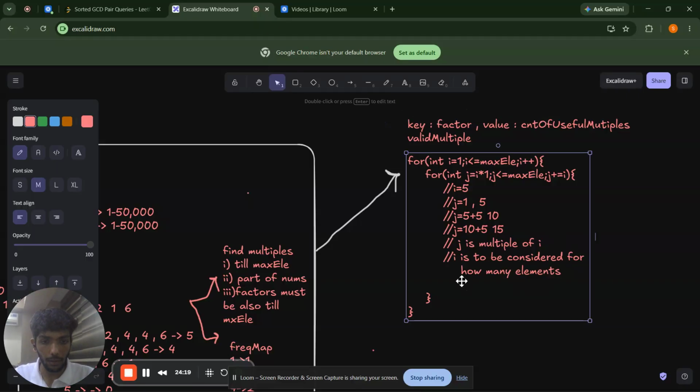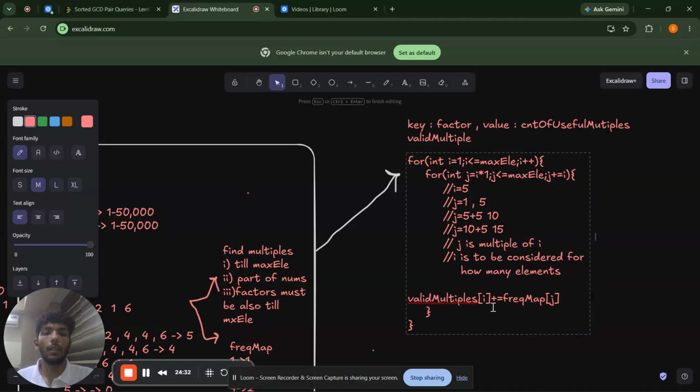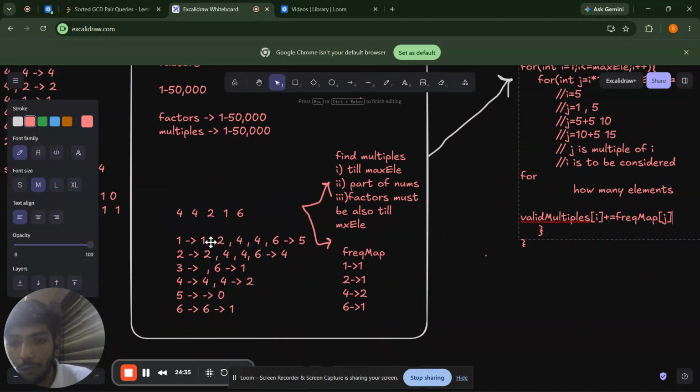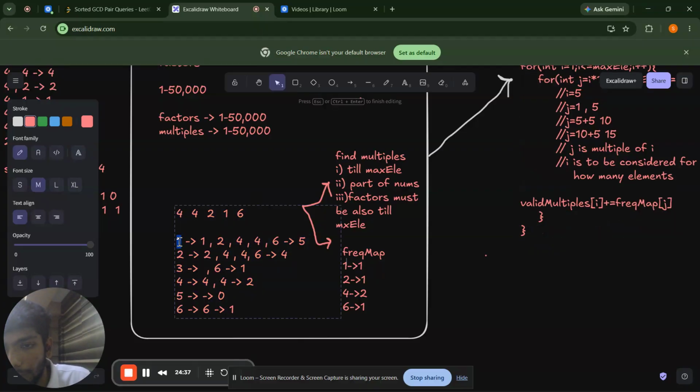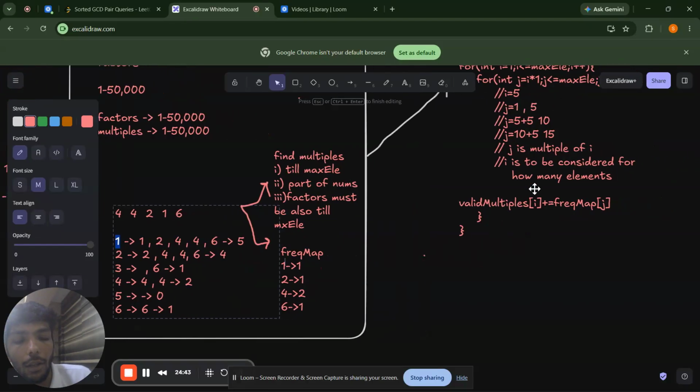Okay, so for this, valid multiples of i will be incremented by the frequency map of j. Here for 1, when we found out that j is 4, we also check that this 4 is to be considered 2 times. So the frequency of 4 is 2. So in this value, 2 will be added.